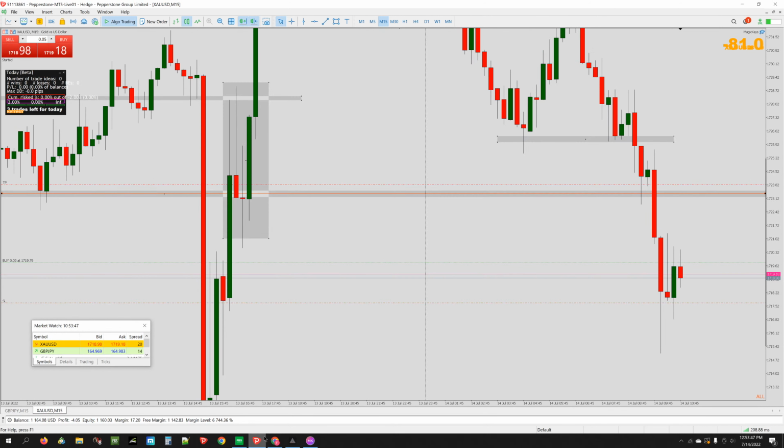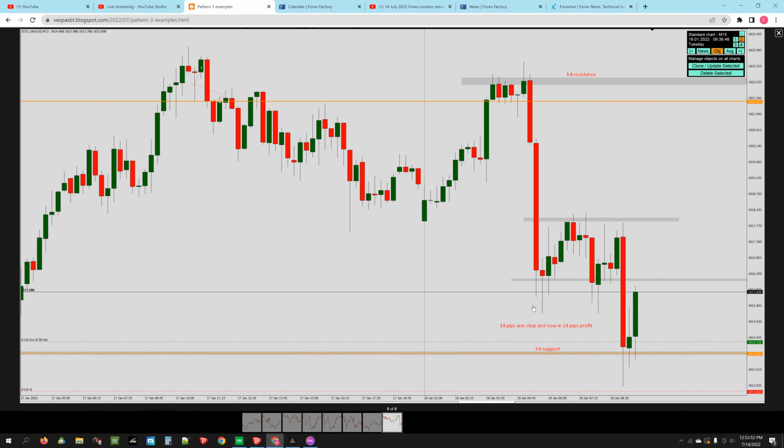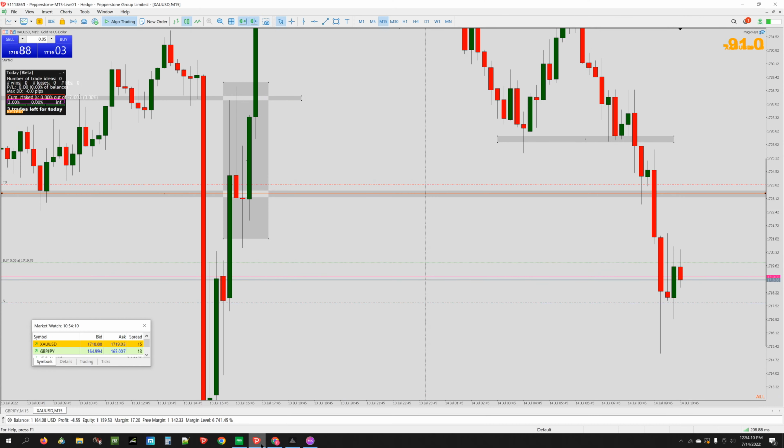Say the probability of the trade working out may not be in our favor, and we are totally okay with that. This was also pattern 3, it didn't work out, and yeah, anything can happen.